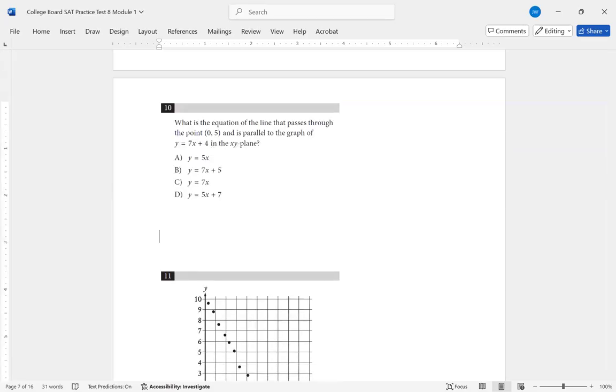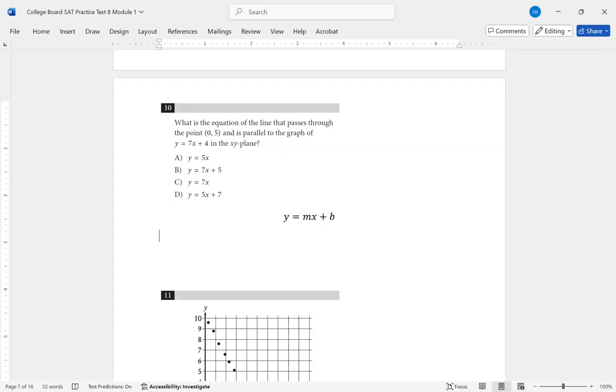Question 10. What is the equation of the line that passes through point (0, 5) and is parallel to the graph of y equals 7x plus 4? Now, slope-intercept form of a line is y equals mx plus b, where m is the slope and b is the y value of the y-intercept.